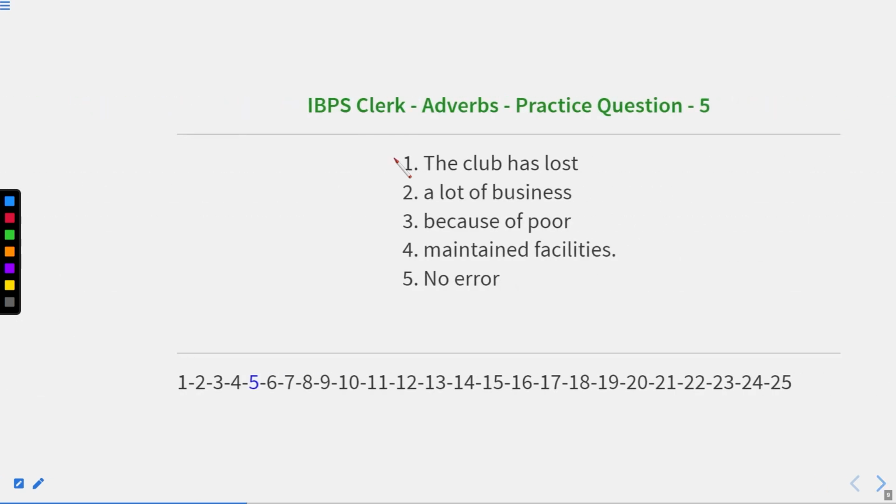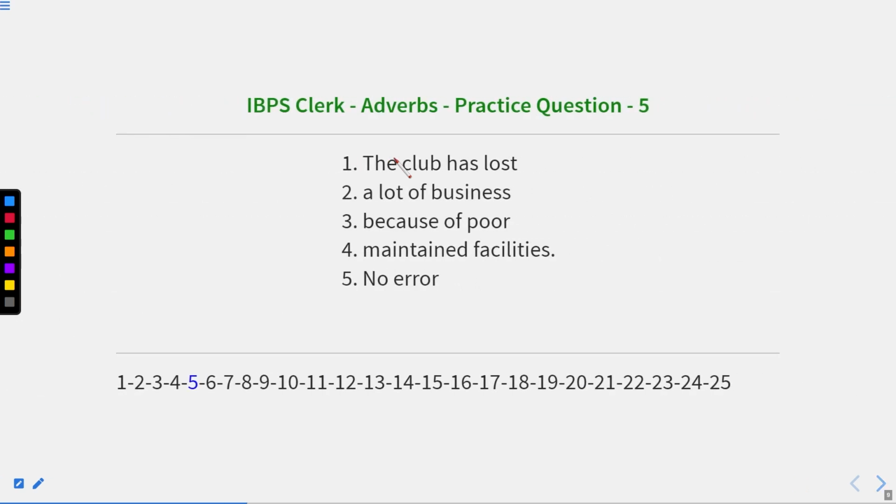Now let us move to question number 5. The club has lost a lot of business because of poor maintained facilities.